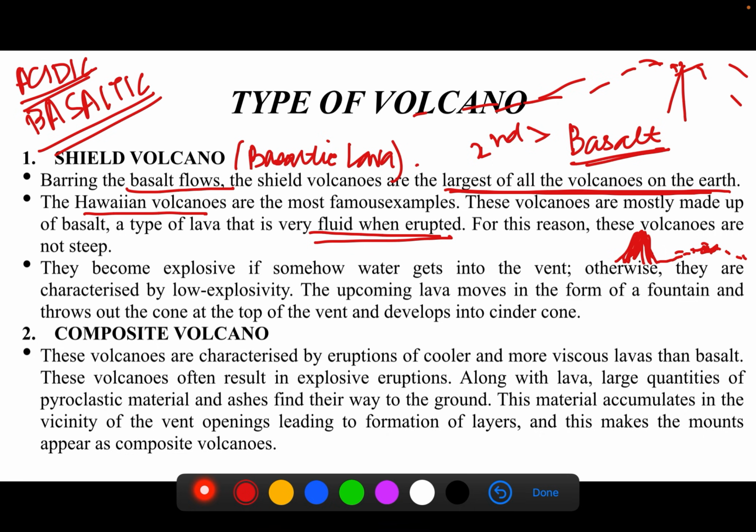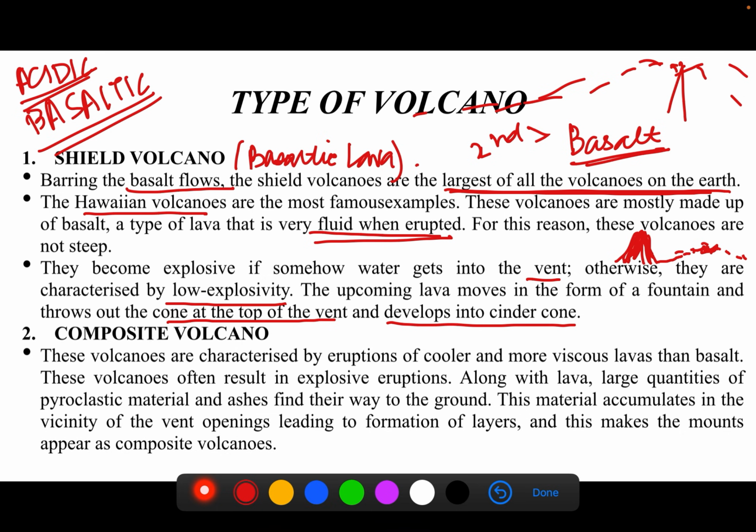They become explosive if somehow water gets into the vent. Otherwise, they are characterized by low explosivity. The upcoming lava moves in the form of a mountain and throws out the cone of the top of the vent and develops into a cinder cone. Right. So what we have seen in the shield volcano is that these are mostly of low explosivity, but these can become explosive when water somehow gets into it.